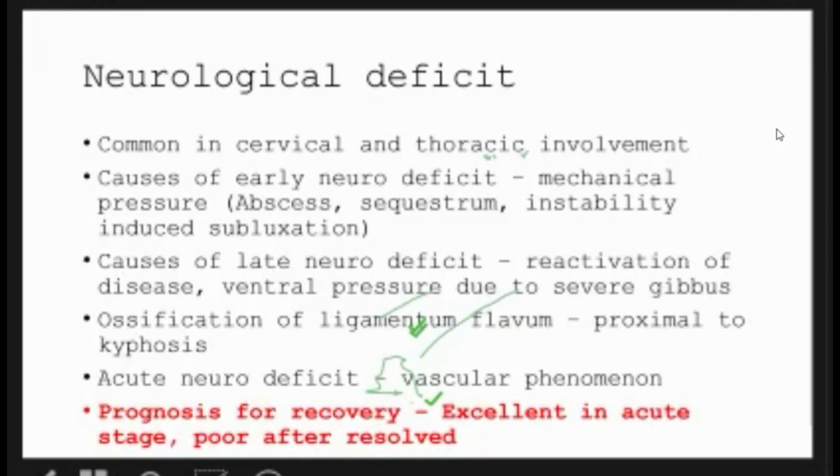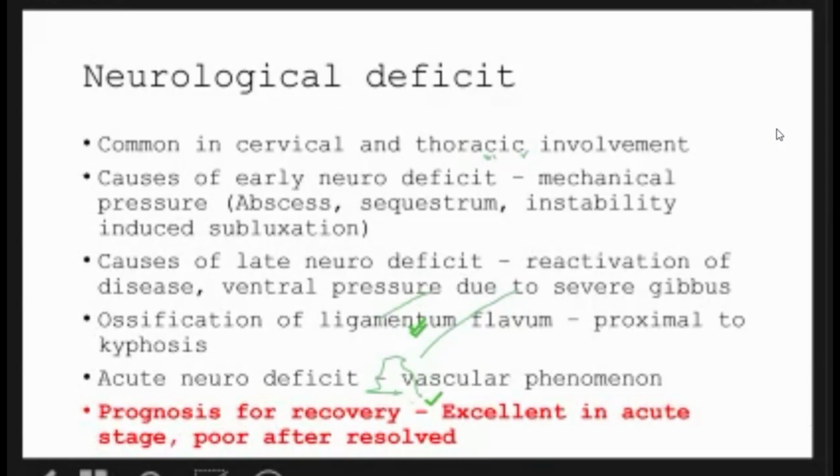Delayed ones can be if you have reactivation of the disease of the spine, or sometimes some people tend to have significant deformity, like in the form of kyphosis. And your spinal cord tends to drape forward along the kyphotic spine. This may progressively cause trauma to the cord, and they may develop a delayed myelopathy. Now, some people develop neurology acutely, which may likely be due to vascular phenomena.